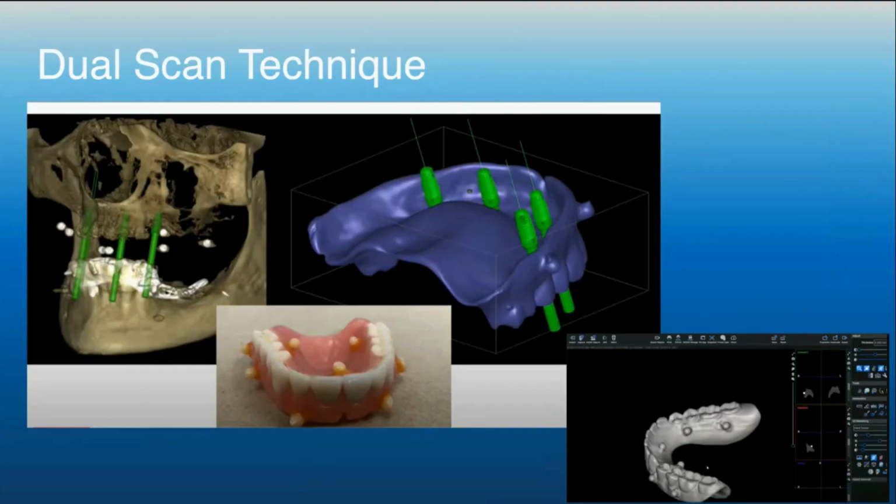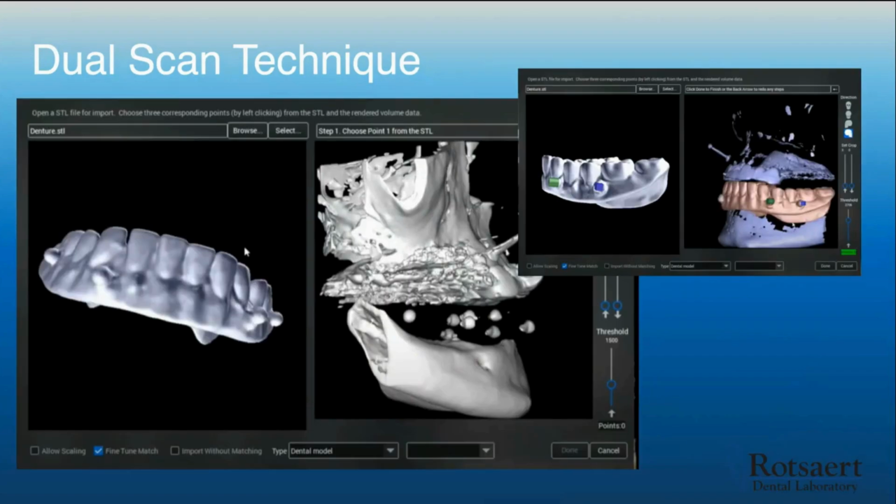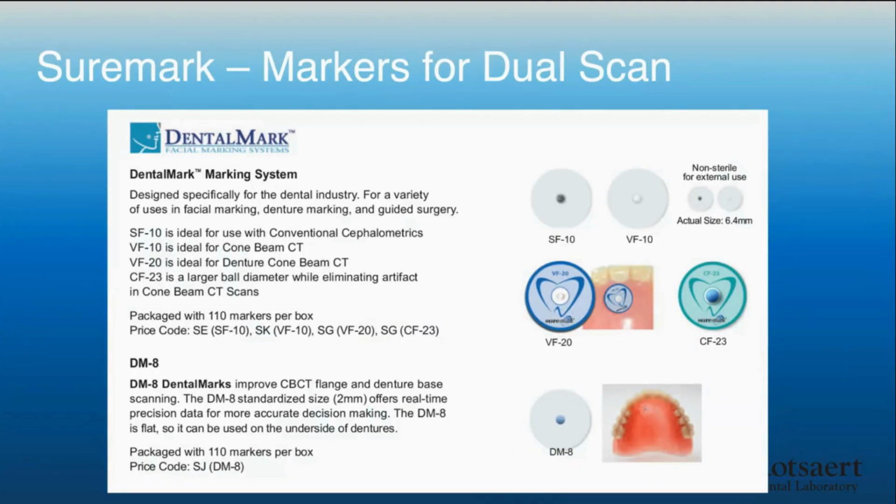So back to the dual scan technique, this is what it looks like with the markers. And again, it's just to help us line it up in the software and to match the two. So you see on the left, the scan of the denture, and then replicated, we see the markers that were in the denture while in the mouth at the same time, and it all gets lined up, right? Suremark is the company.